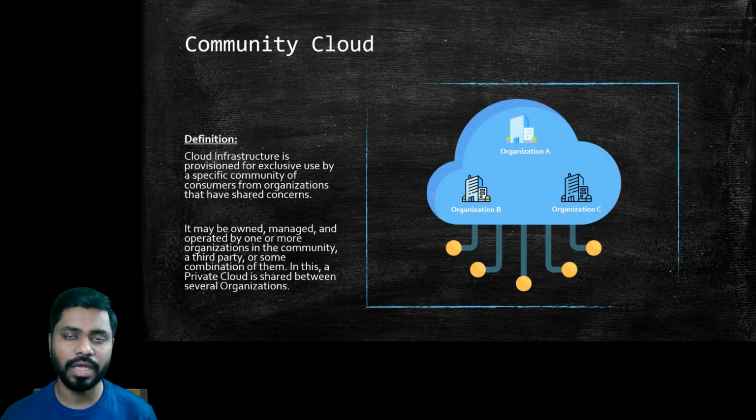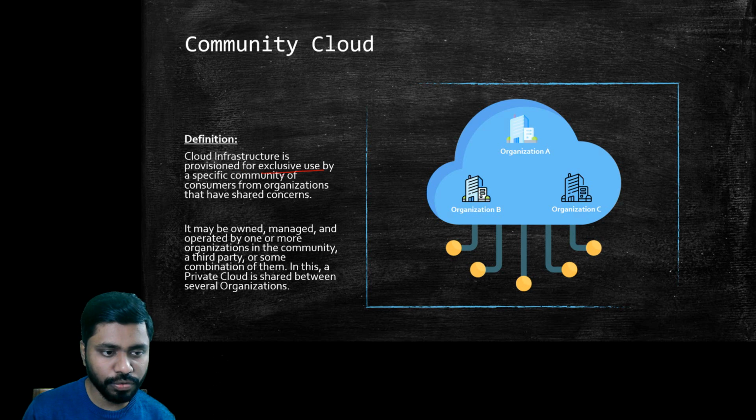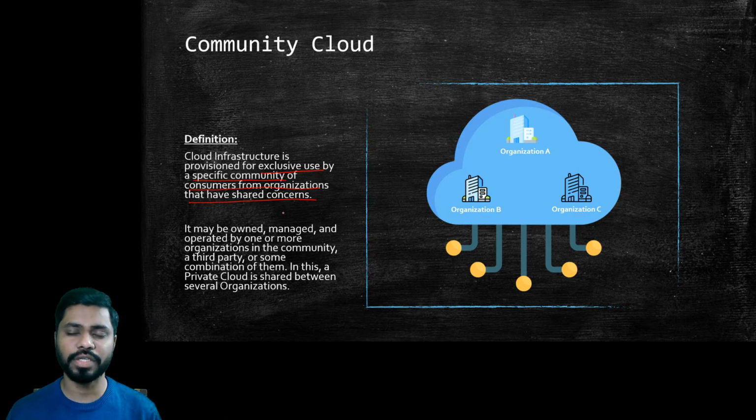Now the last one is community cloud. As the name suggests, here the cloud infrastructure is provisioned for exclusive use by a specific community of consumers from organizations that have shared concerns. It means a group of organizations, as you can see in the diagram: organization A, B, C. Together they come and use this cloud application.